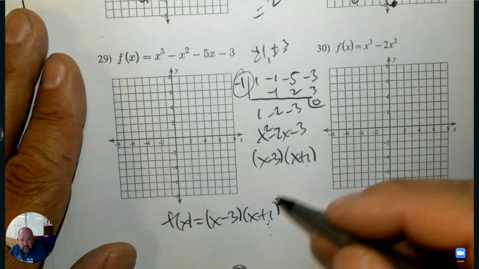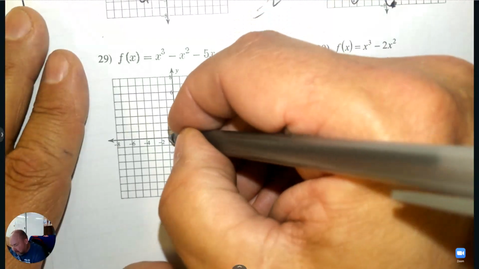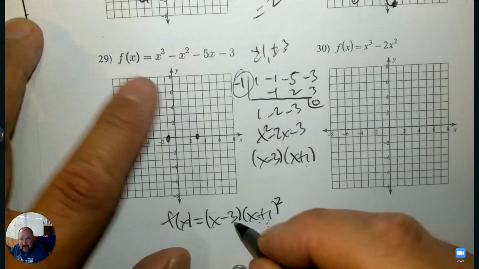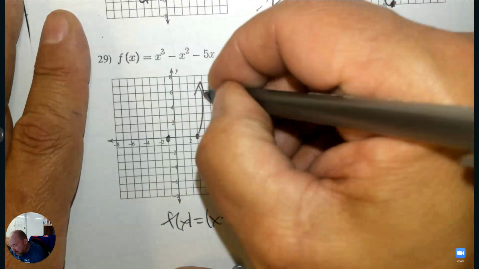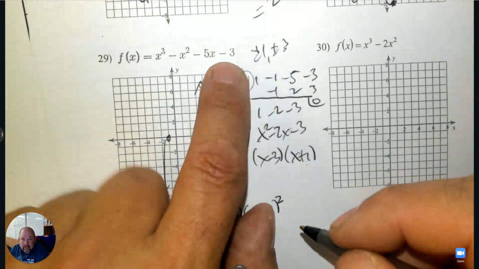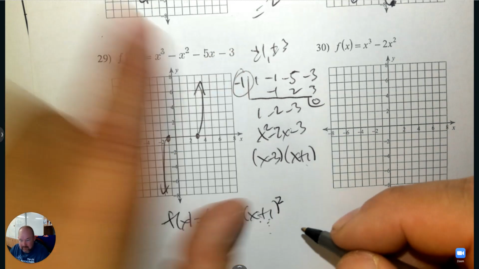So now we're ready to graph. We have negative 1 as an x-intercept. We have positive 3 as an x-intercept. I know the end behavior, x cubed, the right end goes up and the left end goes down. I know the y-intercept is the number at the end by itself, negative 3.